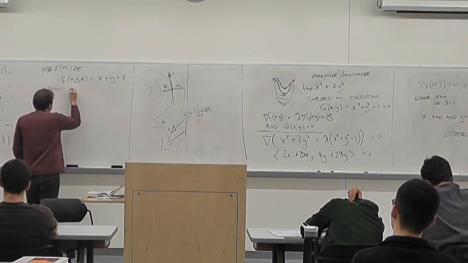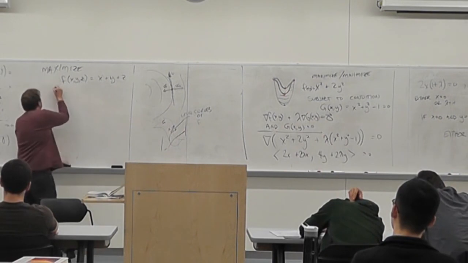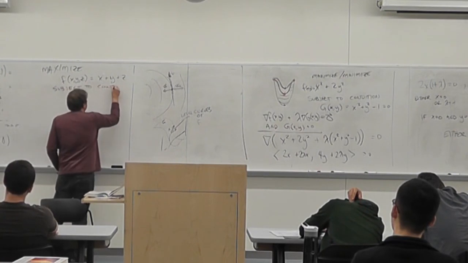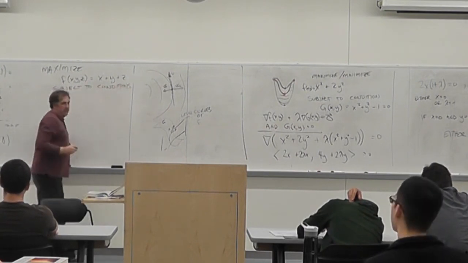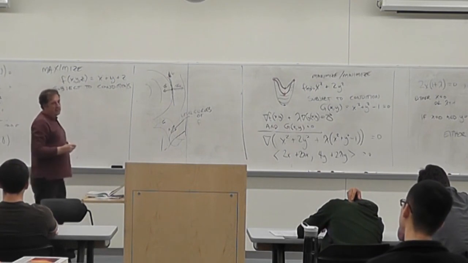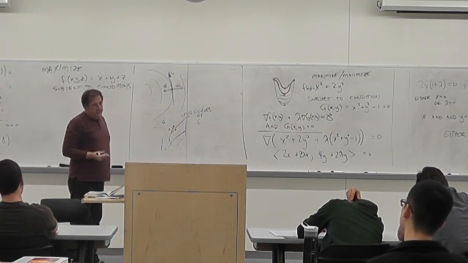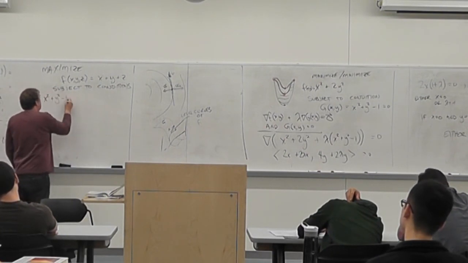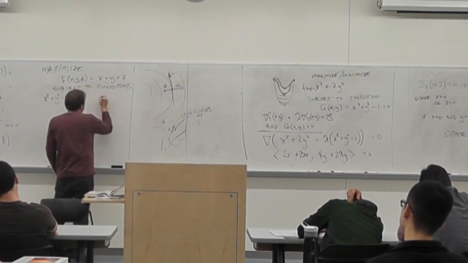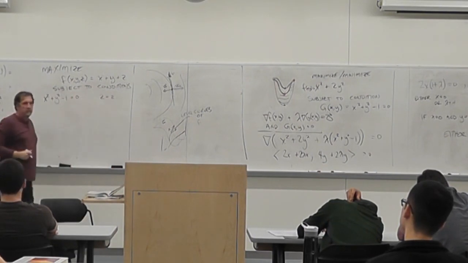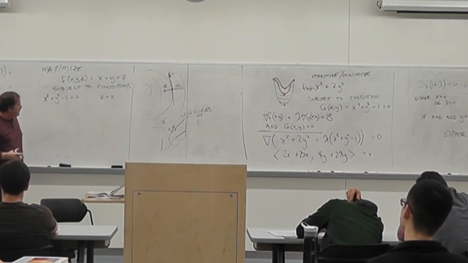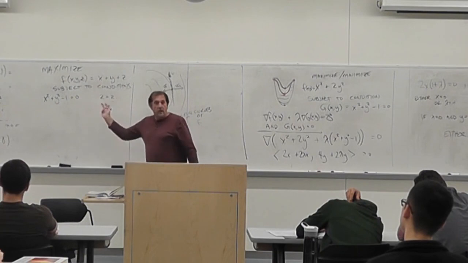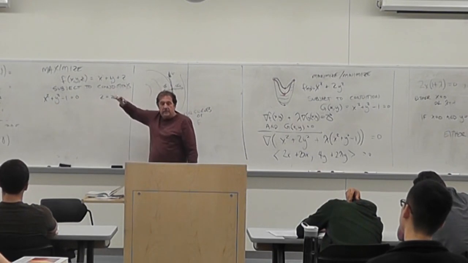Both conditions that x squared plus y squared equals 1, same thing, and also z is 2. So here I want to maximize the sum of the three coordinates where x and y live on a circle and z is at exactly two.